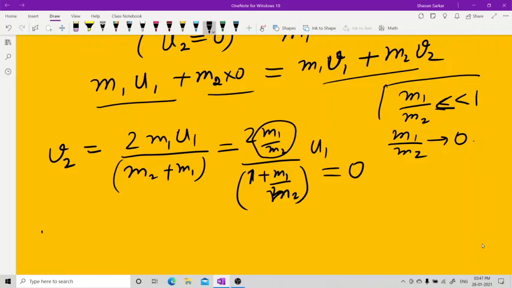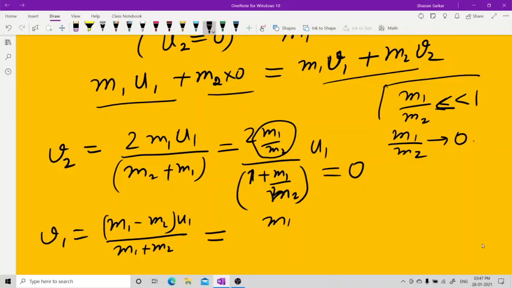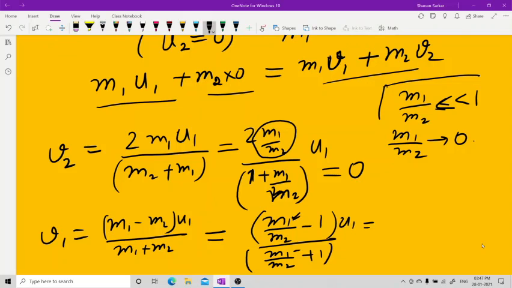Now let's come to V1. U2 is 0, so V1 is M1 minus M2, into U1, upon M1 plus M2. Now divide the numerator and denominator by M2. So you have M1 by M2 minus 1, upon M1 by M2 plus 1, into U1. M1 by M2 goes to 0, so you have 0 minus 1 and 0 plus 1, and U1. So you have minus U1. So the final velocity of the first body is reversed.